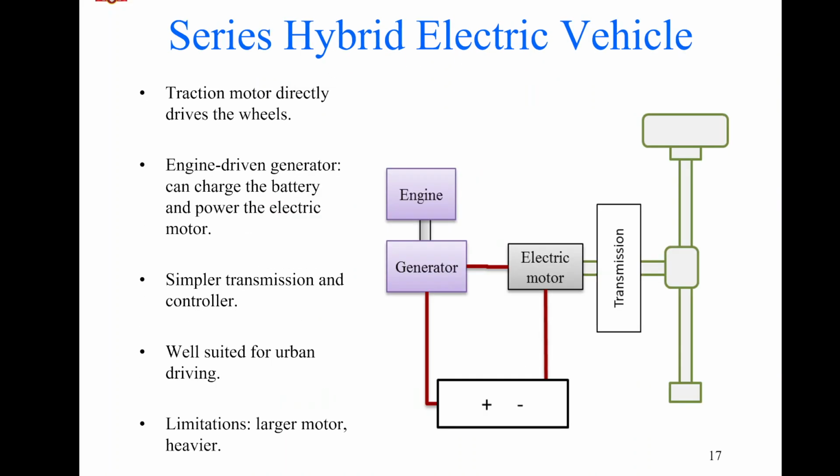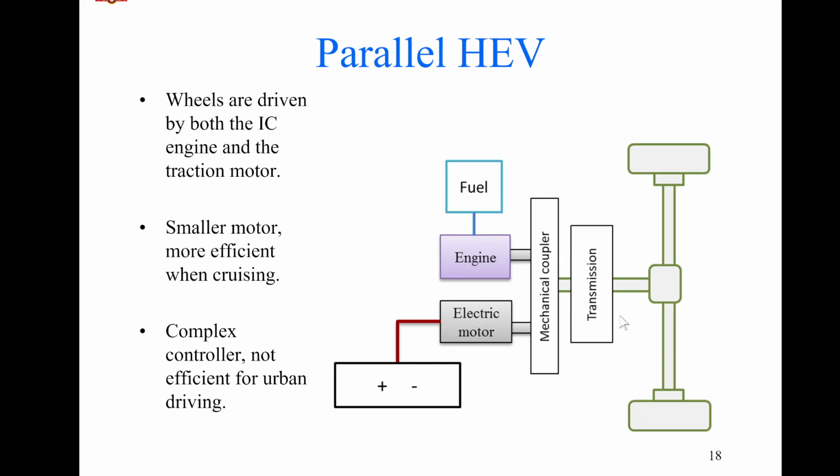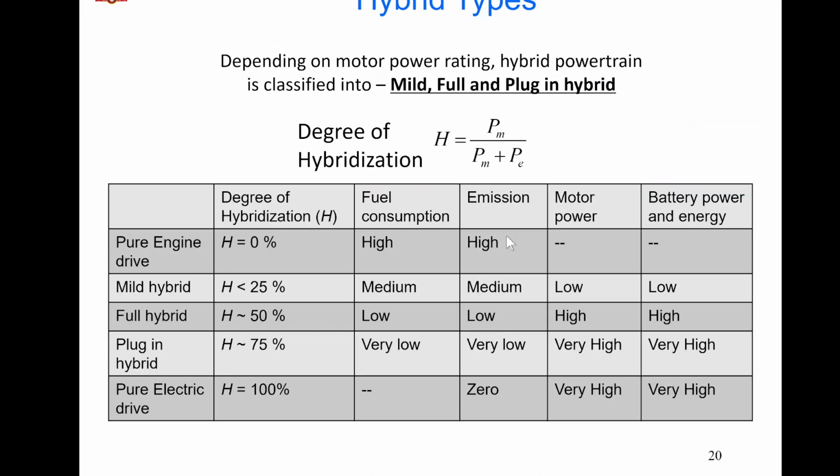Then we looked at several types, or how the components are placed and how they interact to get you the type of electric vehicle or hybrid electric vehicle. And finally, we ended with a discussion on hybrid types, where we defined a degree of hybridization, which essentially takes you from 0 to 100%, and it discusses how much of the power is coming from the electric motor and how much of the power is coming from the IC engine.